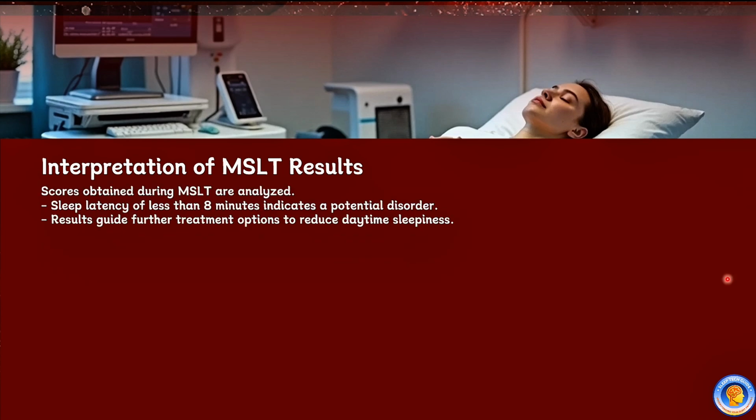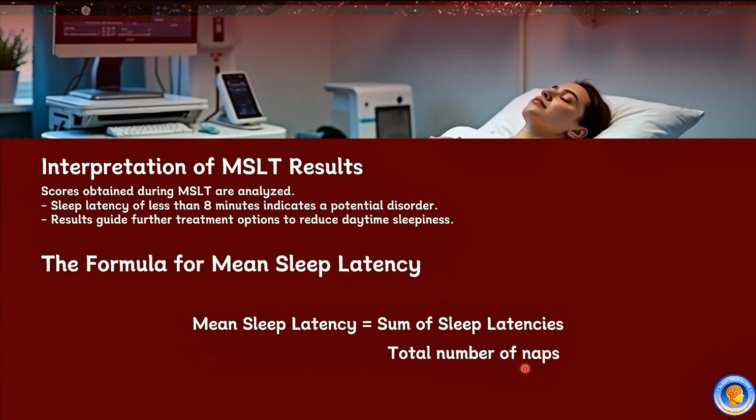Here is the key exam point. If the mean sleep latency is less than 8 minutes, we consider it abnormal sleepiness, often suggesting narcolepsy as well. And don't worry, the calculation is simple. Add all nap latencies, divide by the number of naps, and you get the mean sleep latency. Okay.